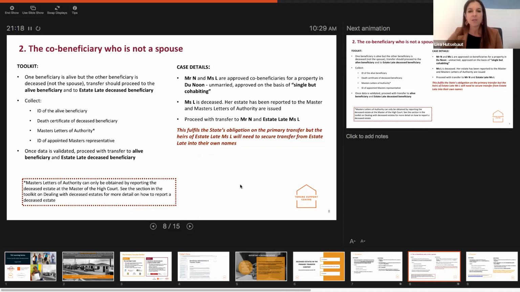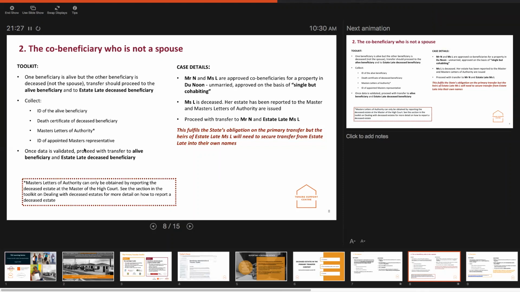Before we move on to the next slide, I always like to try and illustrate the layers of complexity that can arise with a primary transfer backlog case.